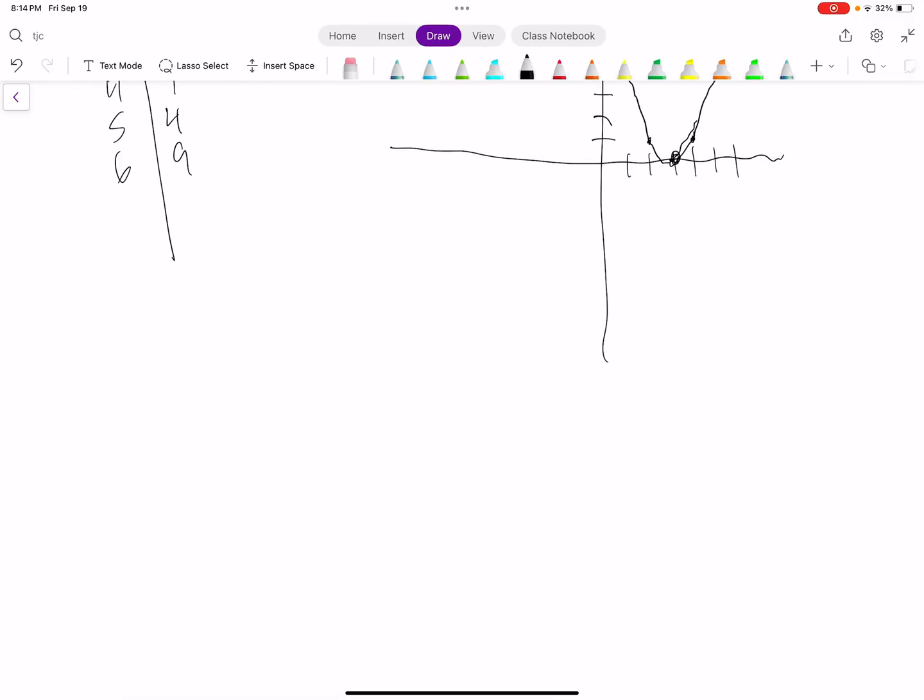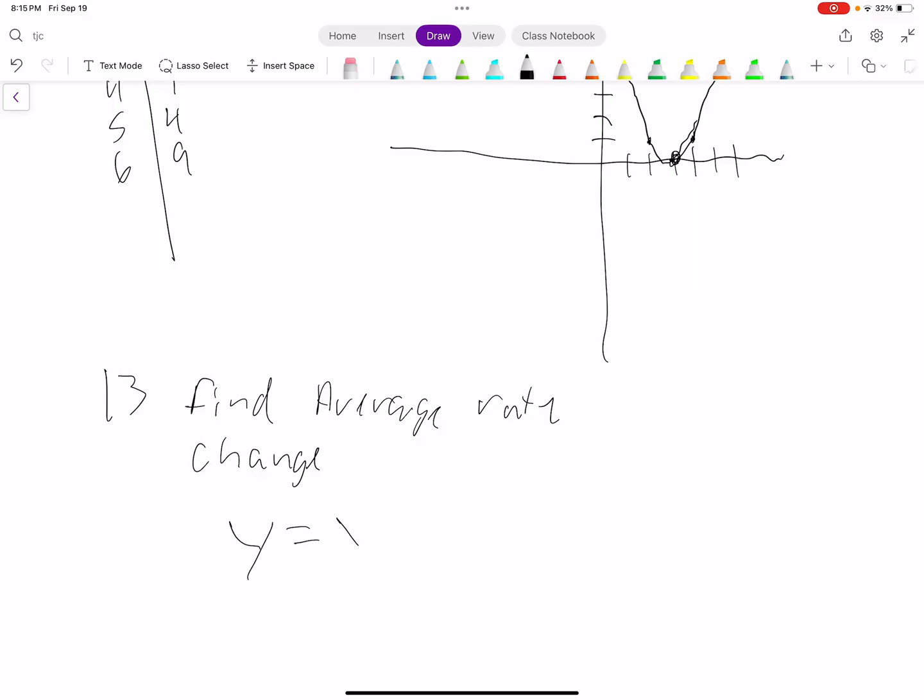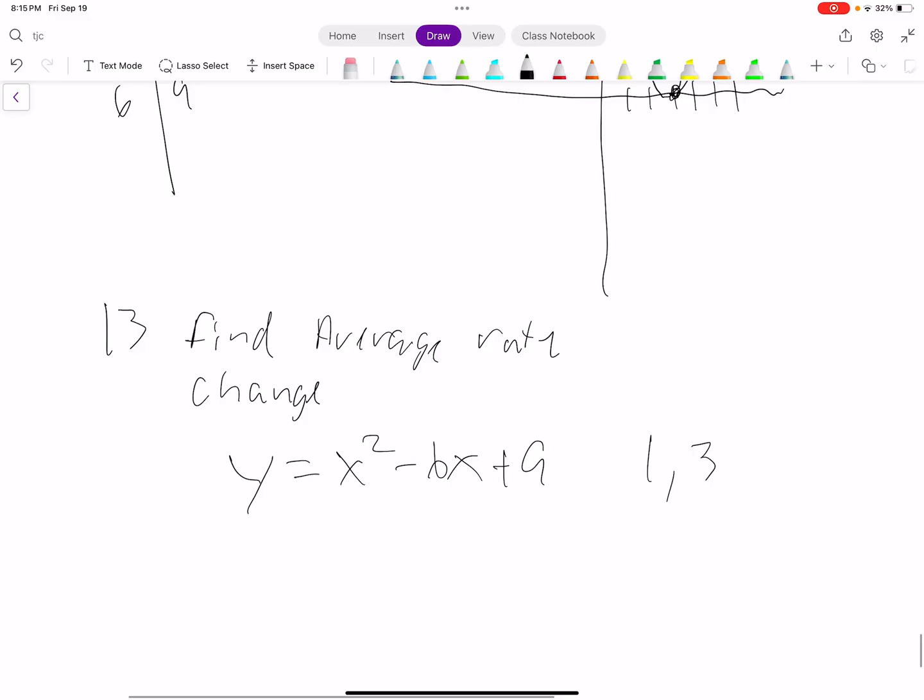Moving on. Next one is rate of change, average rate of change. So 13, they say find the average rate of change. So they give you a function here. And I didn't give you points. I was supposed to. I told you in class just to make up your own. I'm just going to pick 2 points, 1 and 3, for my x's.